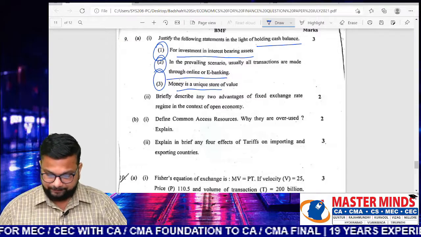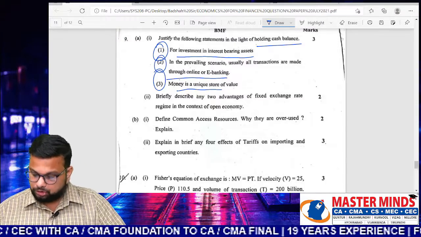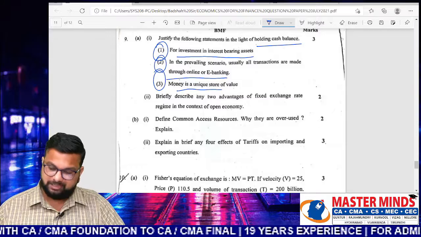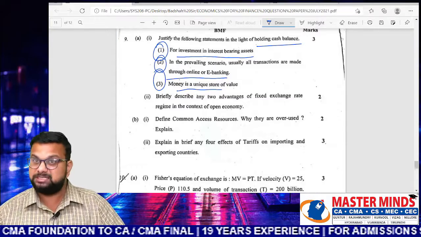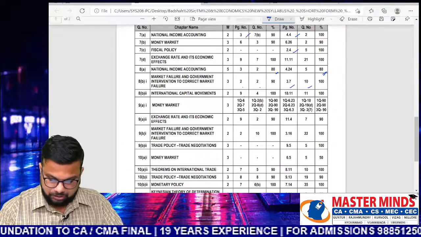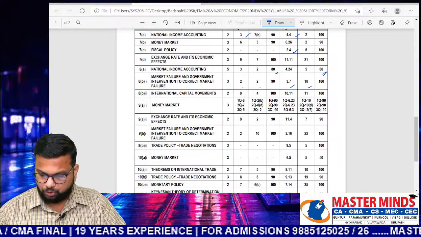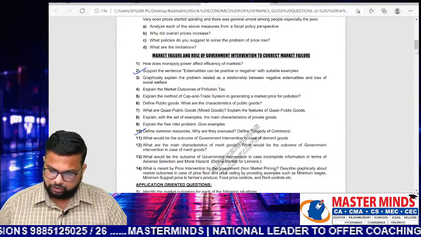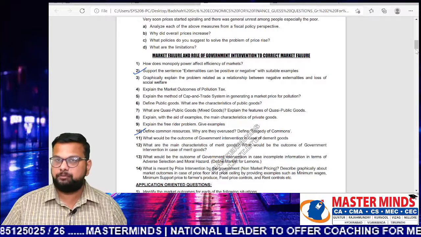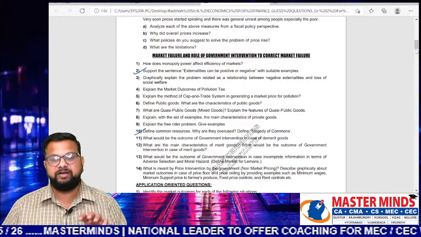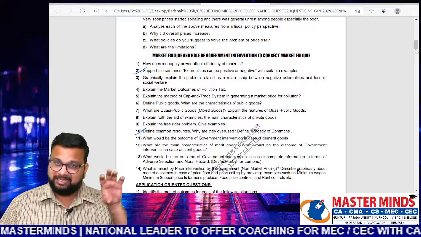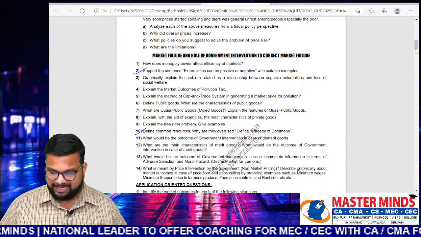Right. Next, define common access resource, why they are overused, and explain. Let us see whether this is covered in our guest questions and masterminds materials or not. So 9B1. It is covered in our guest questions, Nana. Page number 2, question number 10: define common resource, why they are overused, define tragedy of commons. So a direct question which is given in our guest questions is there in the final examination paper.